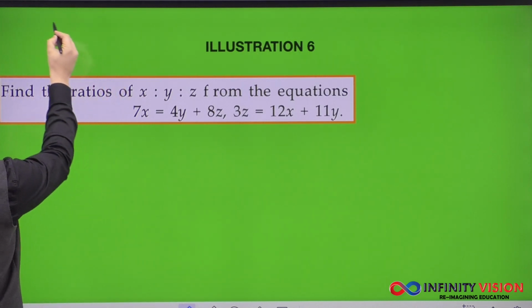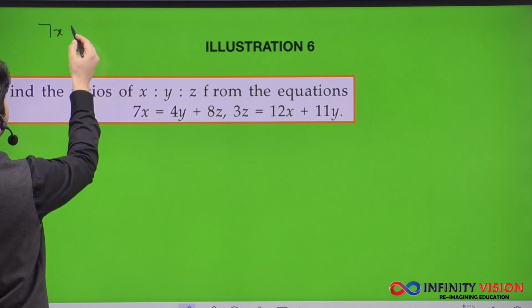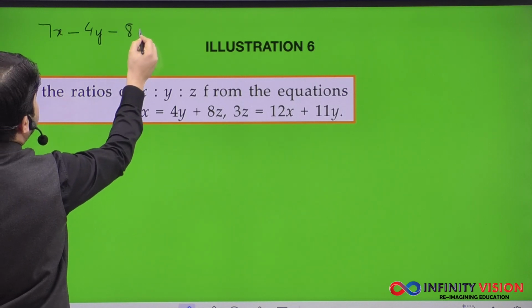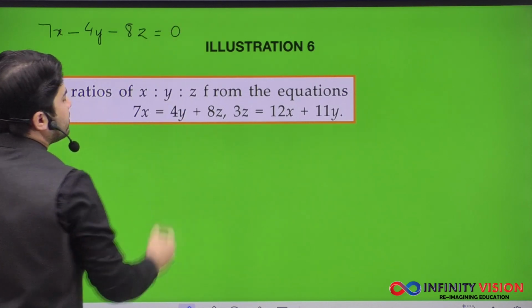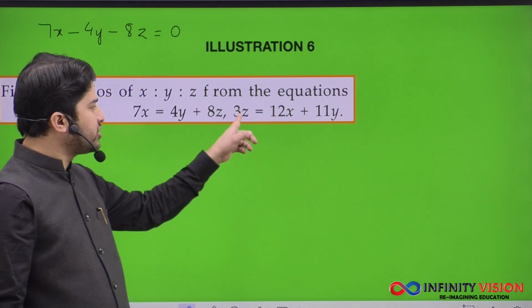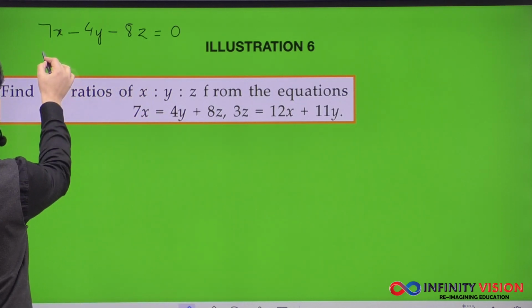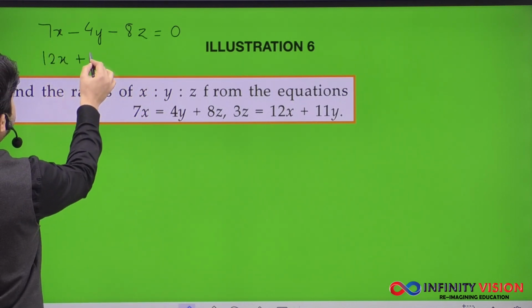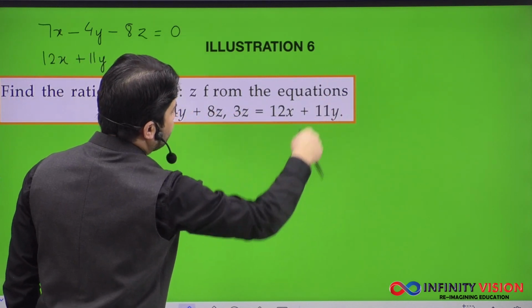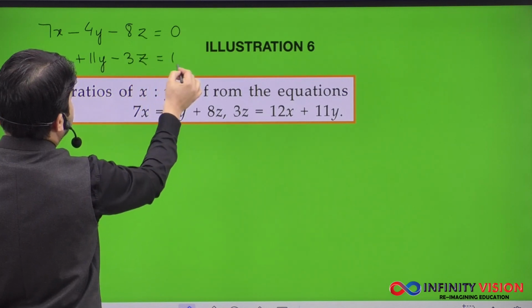So I'll begin with 7x. I'll transpose 4y and 8z to the left hand side, which will make it 7x minus 4y minus 8z equals 0. In the same way, the second equation is 3z equals 12x plus 11y. So I'll begin with 12x, then I write plus 11y, and I will transpose 3z to the left side. So it will become minus 3z equals 0.